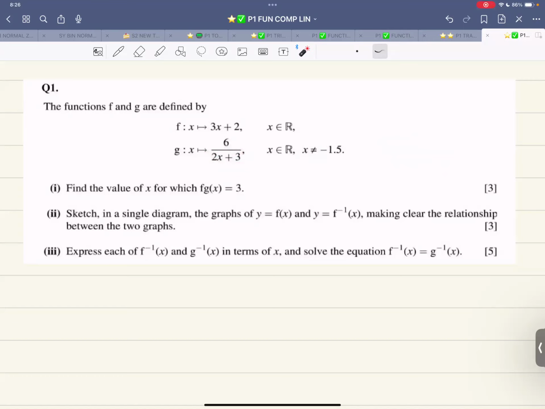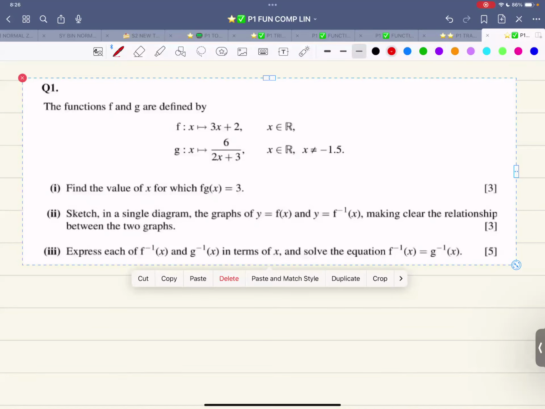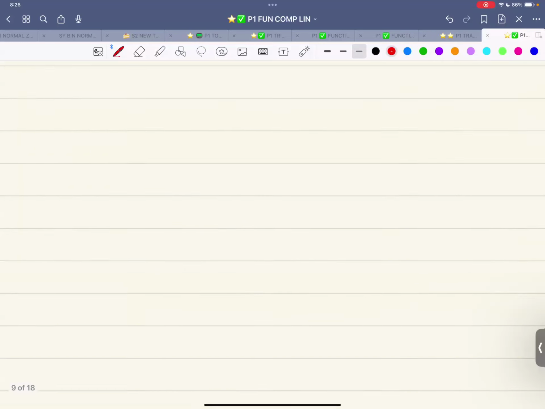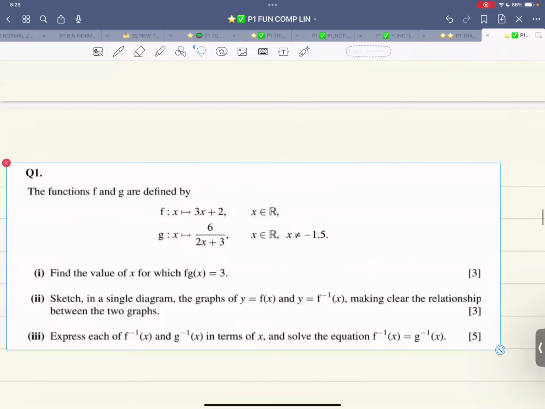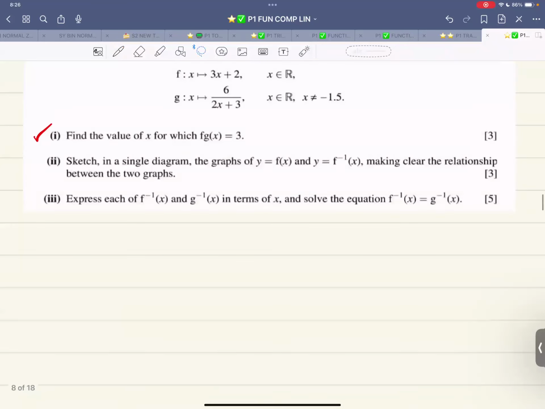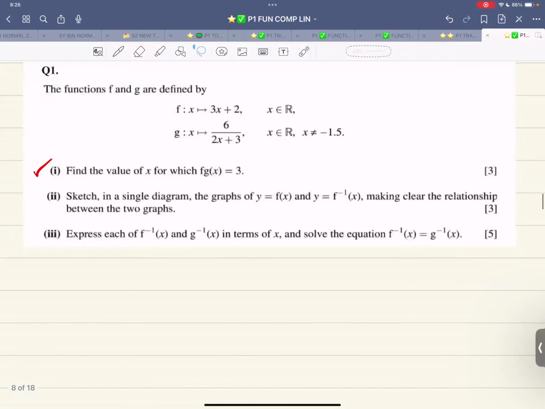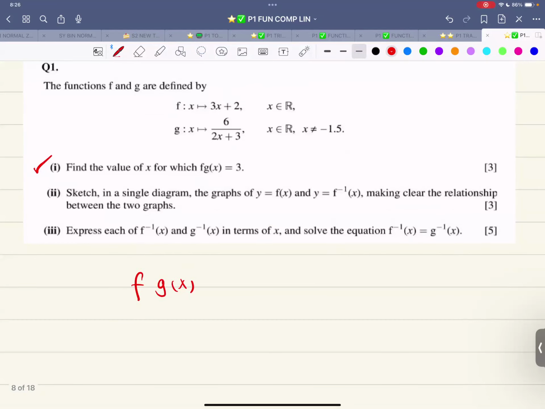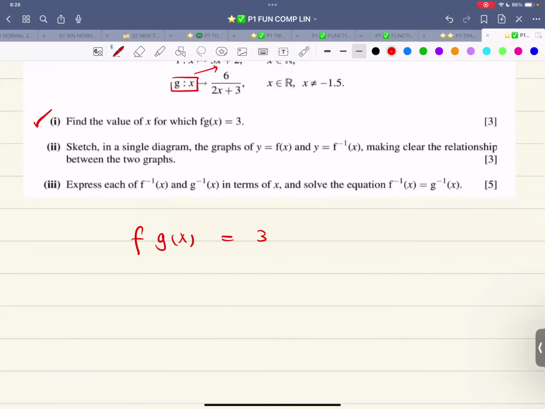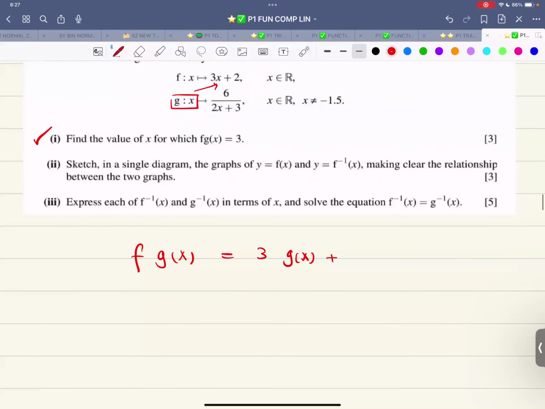Now over here, let's focus on this. Find the value of x for which f of g of x is equal to 3. Something very basic. So let's start with this first part, and let me also copy and paste it on the next page because I might be needing this thing. Okay, so first of all, f of g(x), we need an expression. So f of g of x, first find the expression. That means g(x) will go inside in place of x. So f of g(x) is equal to 3g(x) plus 2.